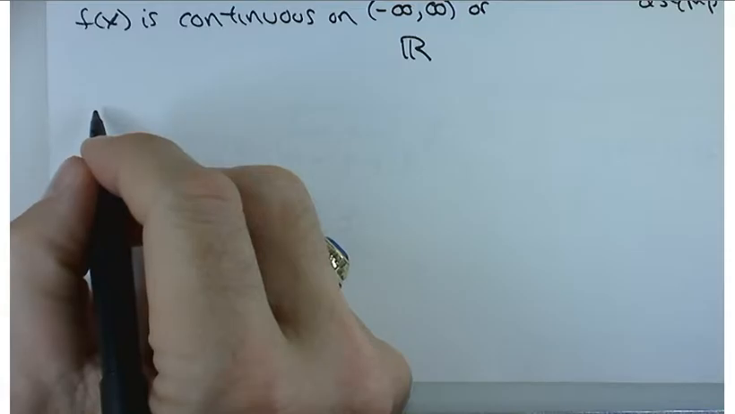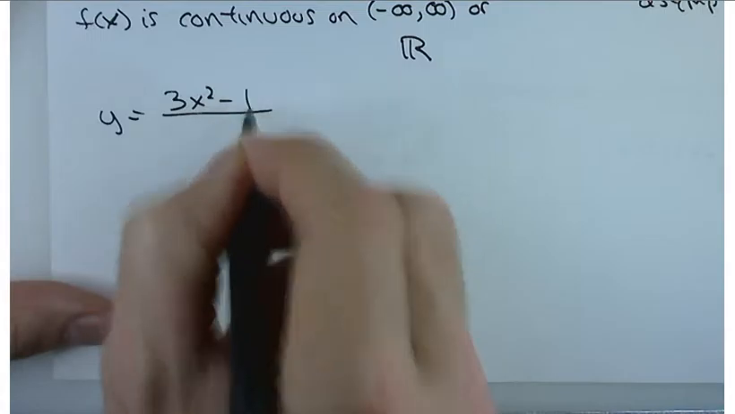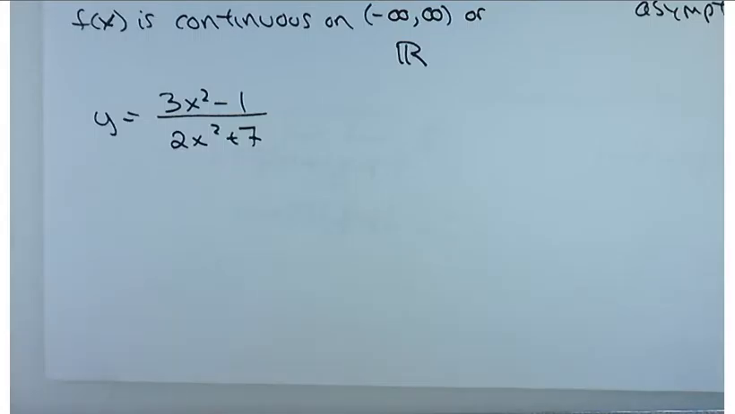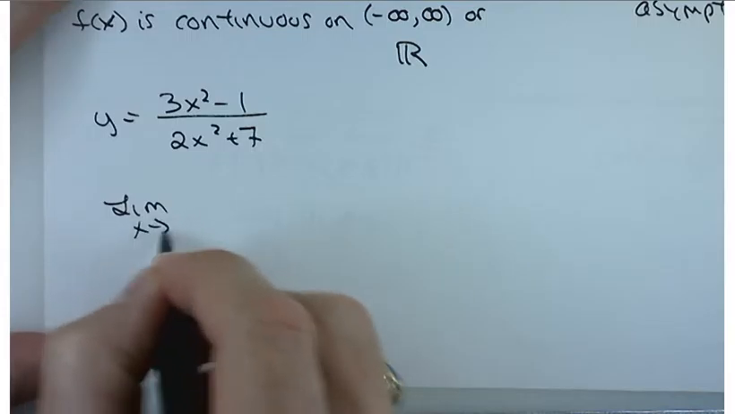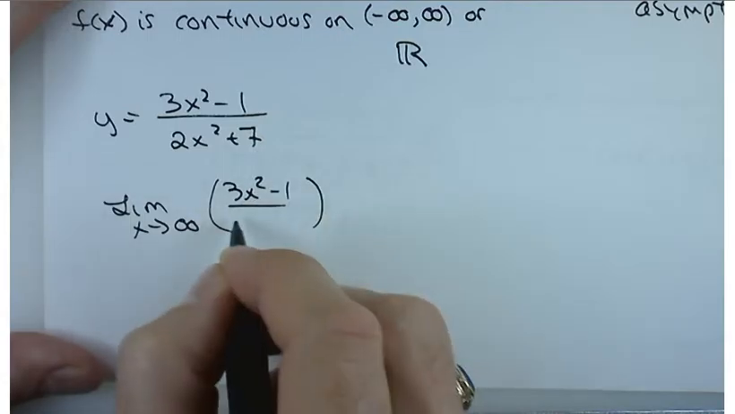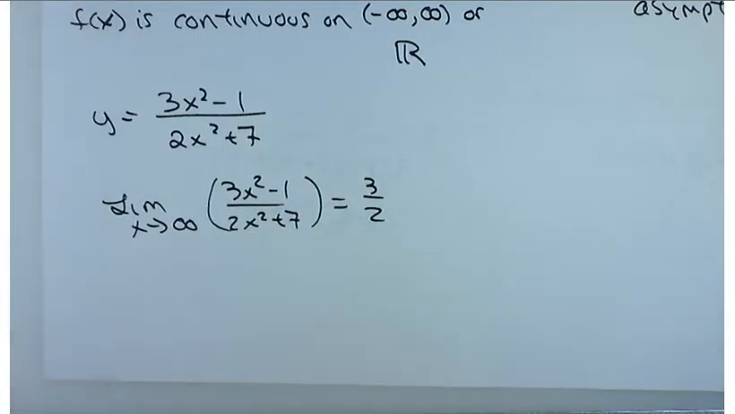So the horizontal asymptote, if I had, say, y equals 3x squared minus 1 over 2x squared plus 7, is really going to be the limit as x approaches infinity of that function. You might remember from college algebra that when these two degrees are equal, it's just the ratio of those leading coefficients. So yes, we are going to work with that stuff. For now, not yet.